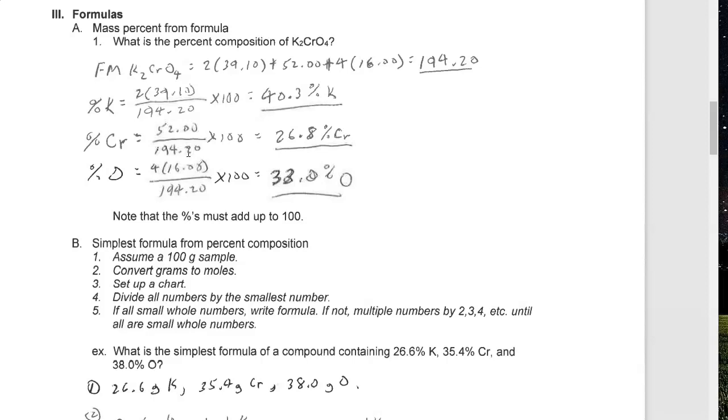It's going to be 99.9 or 100.1 or 100.01 or something like that. It's not going to be 150. It's not going to be 62. If you add them up and it doesn't come anywhere near 100, you have done something wrong somewhere. You need to go back and check. But that's how you do it.